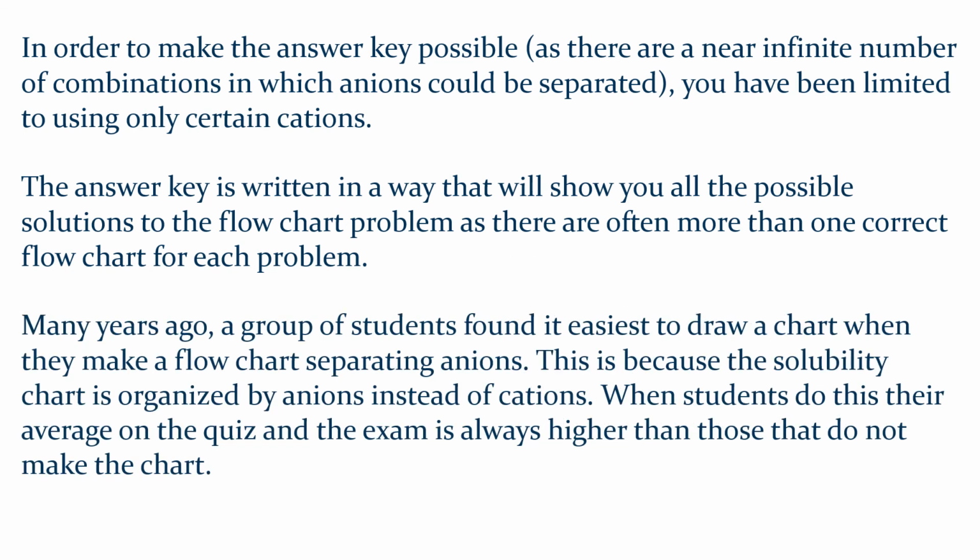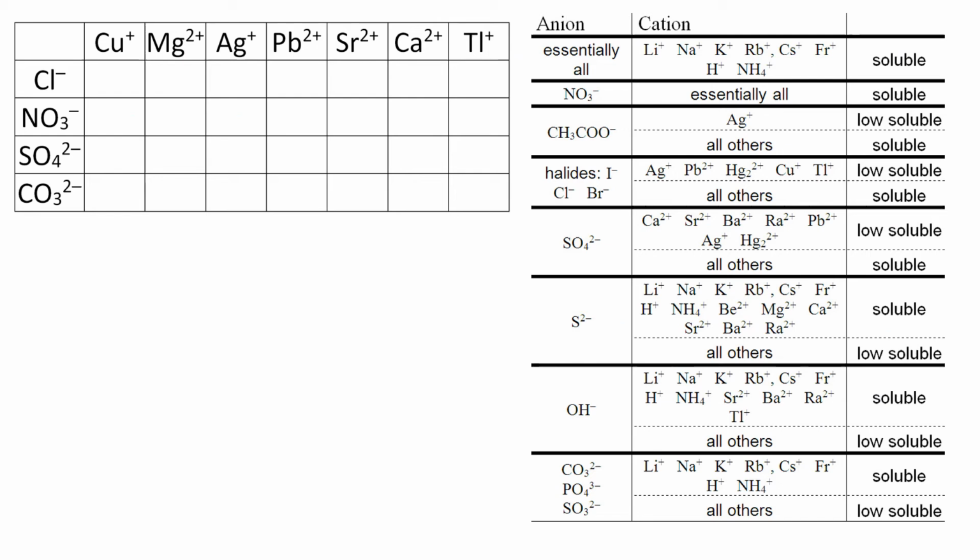Many years ago, a group of students found it easiest to draw a chart when they make a flow chart for separating anions. This is because the solubility chart is organized by anions instead of cations. When students do this, their average on a quiz and the exam is always higher than those that did not make the chart. So to make the chart, you'd want to sketch out what we have on the left-hand side.